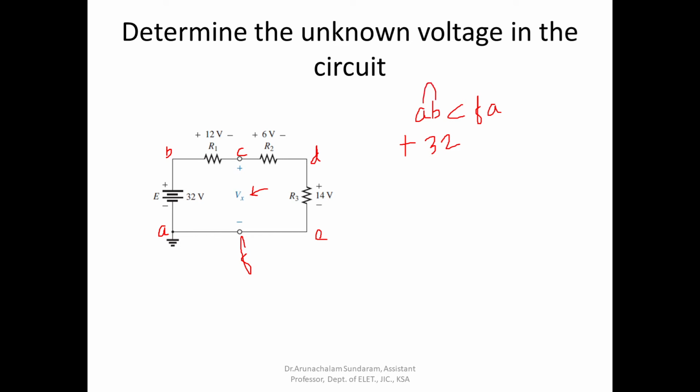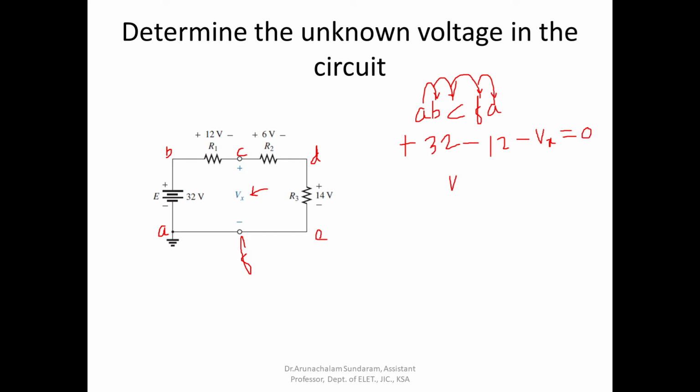Now go from B to C. If you go from B to C, it is actually drop. So minus 12. Then go from C to F. If you go from C to F, what happens? Plus to minus. You are moving from plus to minus. So the voltage is minus Vx. Then move from F to A. There is no element. So the algebraic sum of the voltages is equal to 0.